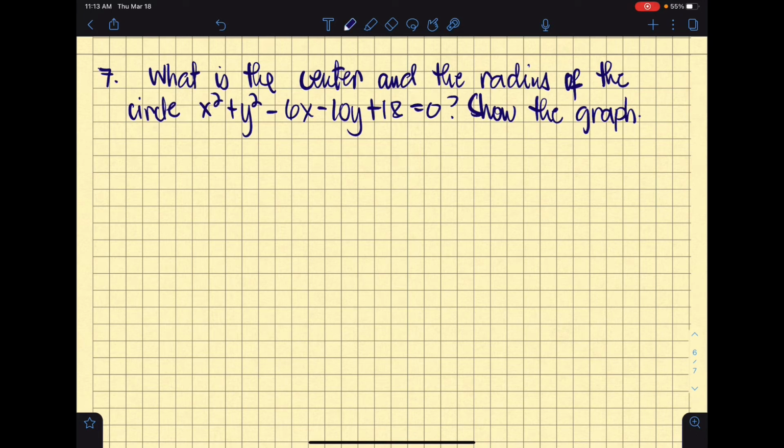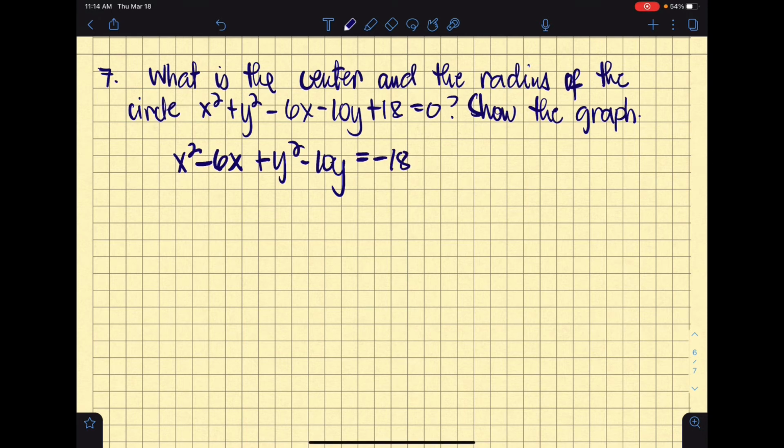Okay, so you have therefore x squared, kasunod niya is 6x. Then you have plus y squared minus 10y. And then ilagay natin yung positive 18 dun sa right side. So it will be negative 18.